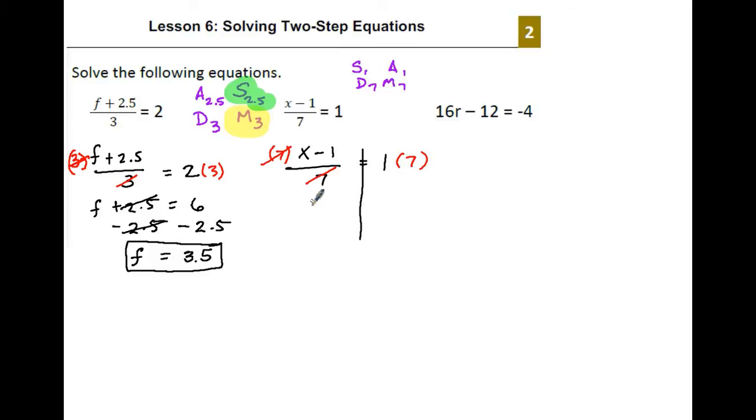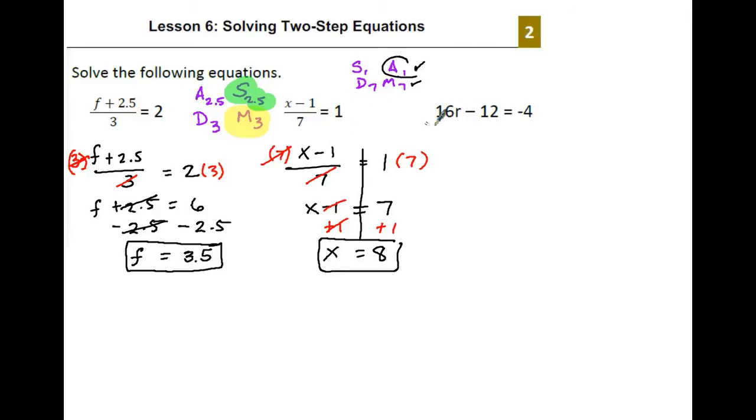Next, let's rewrite it. We've got x minus 1 is going to equal 1 times 7, which is 7. And then we can go ahead and do the operation of adding a 1, okay? Because we already multiplied by 7, let's go ahead and add a 1. These will cancel, and I have x equal to 8. And there's our answer. Again, you can plug it in and find out if it equals 1.